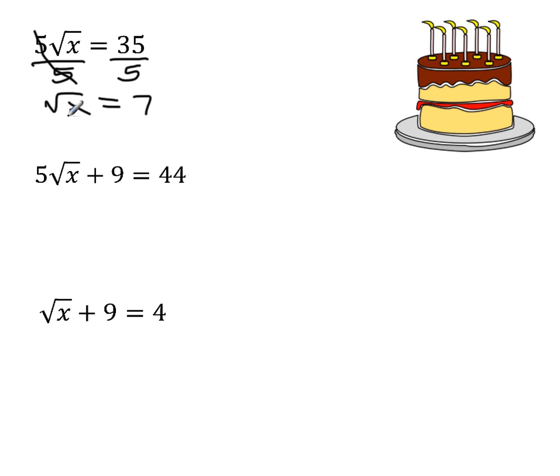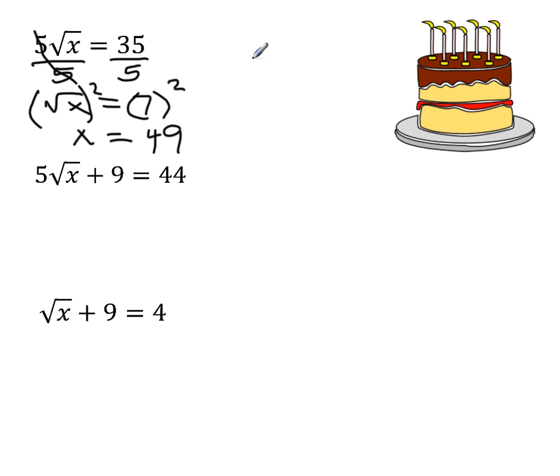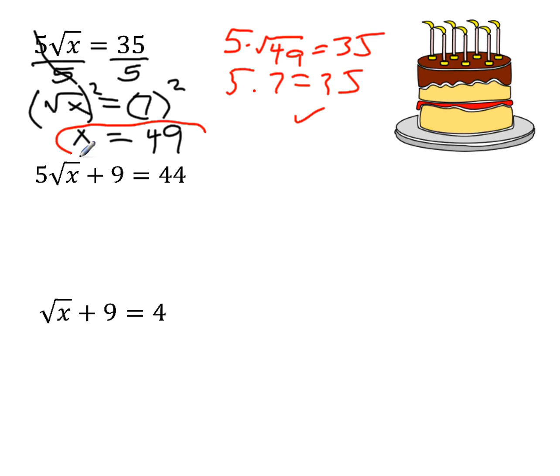Now to undo a square root, to get x by itself, I basically have to square it. So if I square square root of x, I get x. If I square 7, I get 49. So my final answer is x equals 49. For my check step, I'll do that in red, I would have 5 times root 49 equals 35. 5 times 7 is 35, and that's true. So I know my final answer is correct.